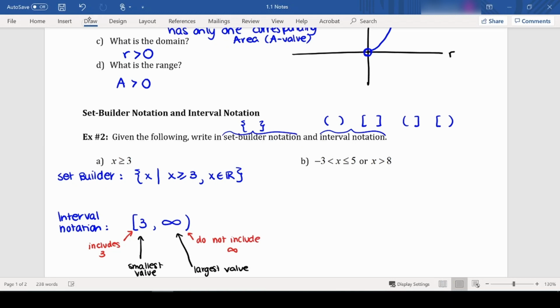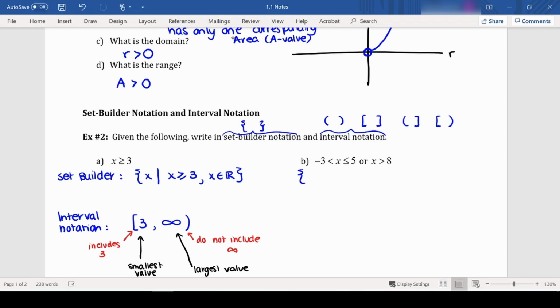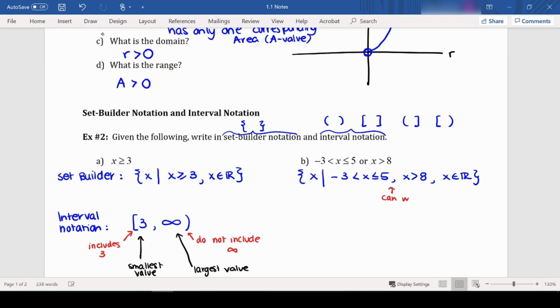So we will try with this next one. For set builder notation, you would open your curly bracket. We're still using the variable X here. We're going to declare that we will use X such that X is between -3 and 5 and including 5, or X is greater than 8. And other than that, X is all real numbers. Close your curly bracket. You can also separate these by an "or" here as well.